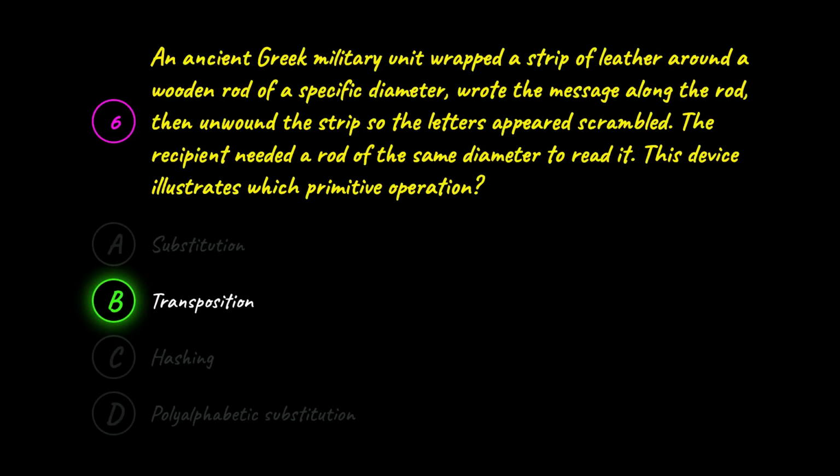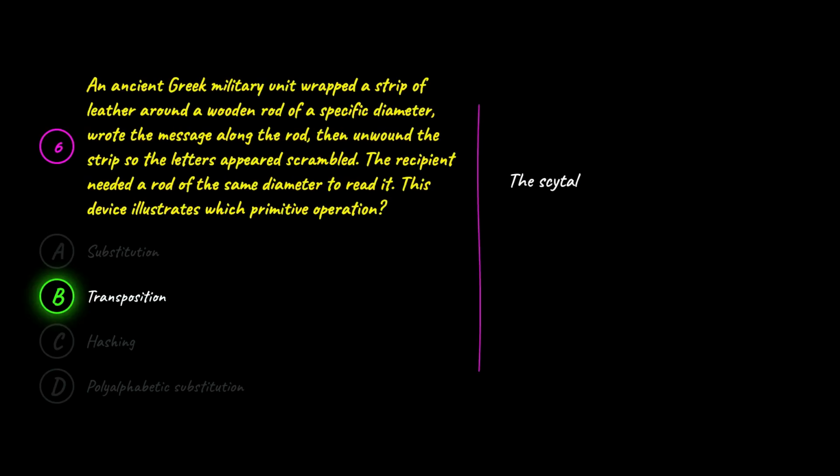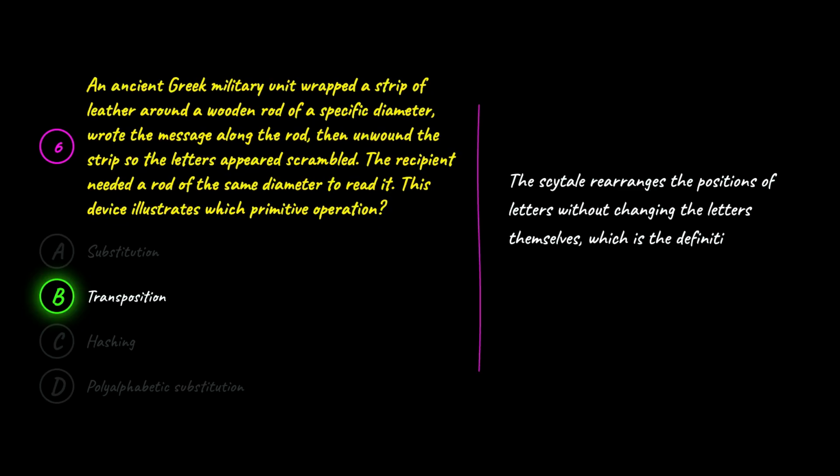The correct answer is B. Transposition. B is correct because the Scytale rearranges the positions of letters without changing the letters themselves, which is the definition of transposition. It is the earliest well-documented transposition cipher.